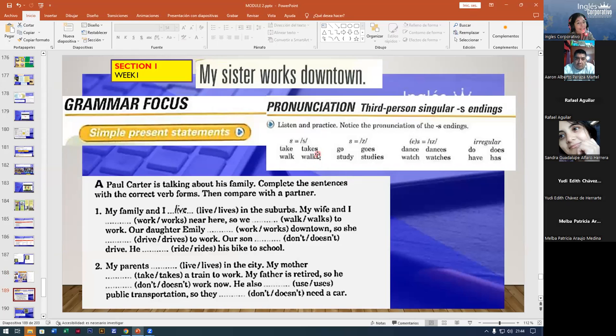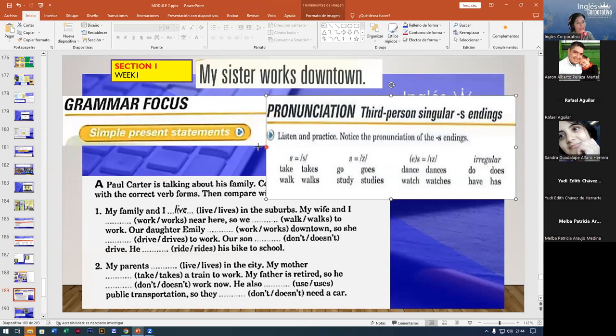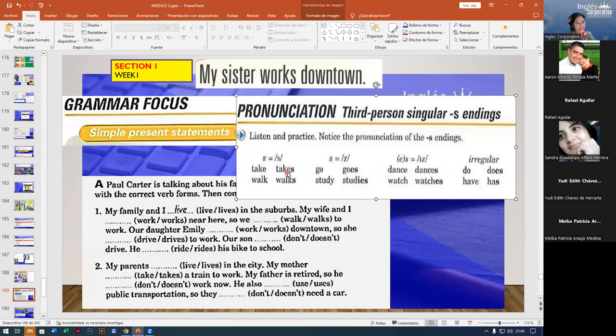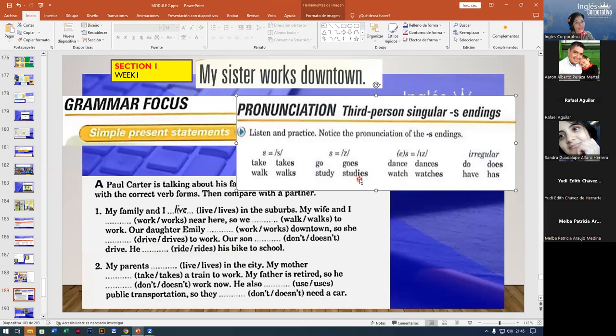So we include the S to the verb, but only in simple present and for those three subjects, he, she, and it. So for the verbs, you have take, takes, walk, walks, go, goes, study, studies, dance, dances, watch, watches, and irregular because you modify: do, does, have, has.